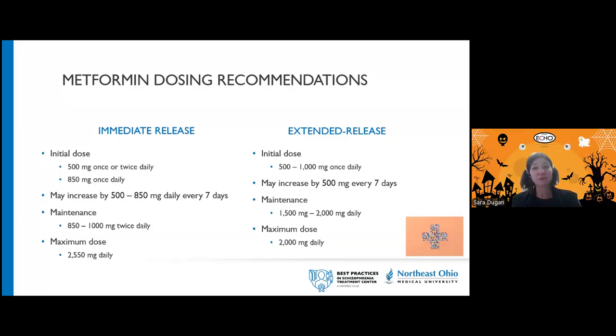On the extended release, so this is once daily, so that tolerability piece may be much better. It is recommended to increase just by 500 milligrams every day, no faster than once a week. Maintenance has a little bit of a broader range. It really is recommended to be using some of those higher doses for the extended release preparations, and the maximum dose for that is 2,000 milligrams, likely because at that point they can just use the 1,000 milligram, and we're not having to use multiple different strengths of medications.